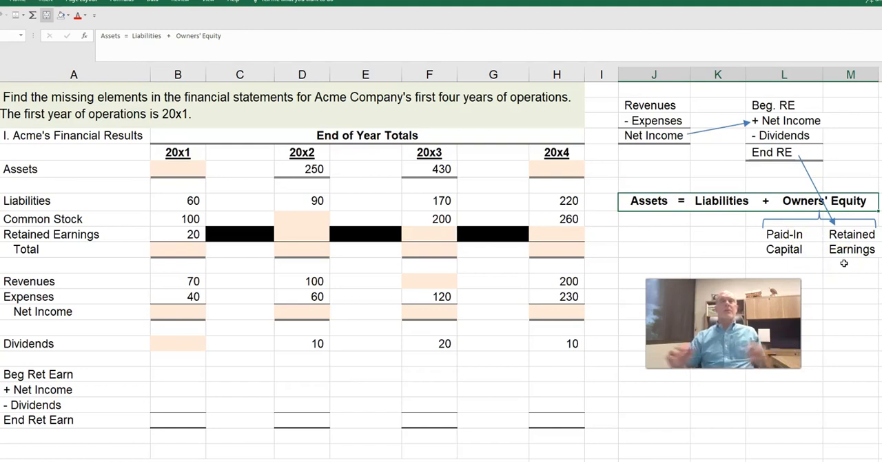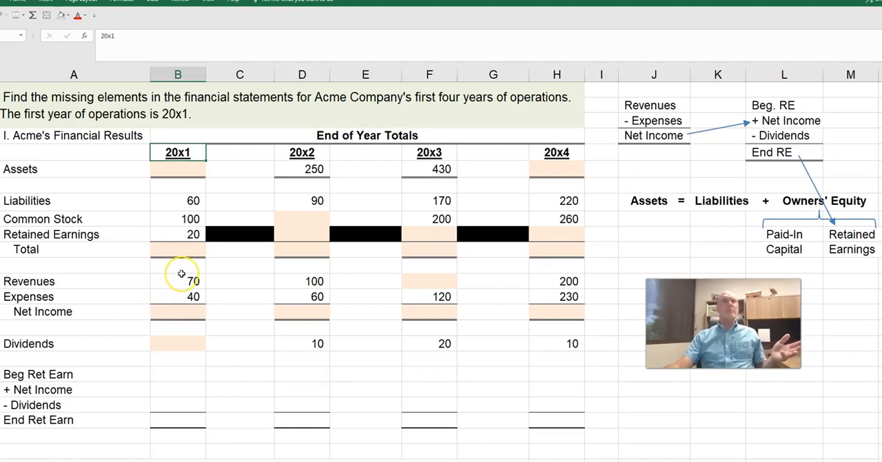Okay? So to illustrate how these fit together and to challenge you to think about those relationships, I have 4 years of totals from the financial statements. All of these numbers are totals from the end of year financial statements. And 20X1 is our very first year of operations. So at the beginning of year 1, we had nothing. At the end of year 1, these are all of the account balances. Some of them are missing. All the pink spots are missing. And I guess that's pink, tan. Then we have to find the missing pieces.